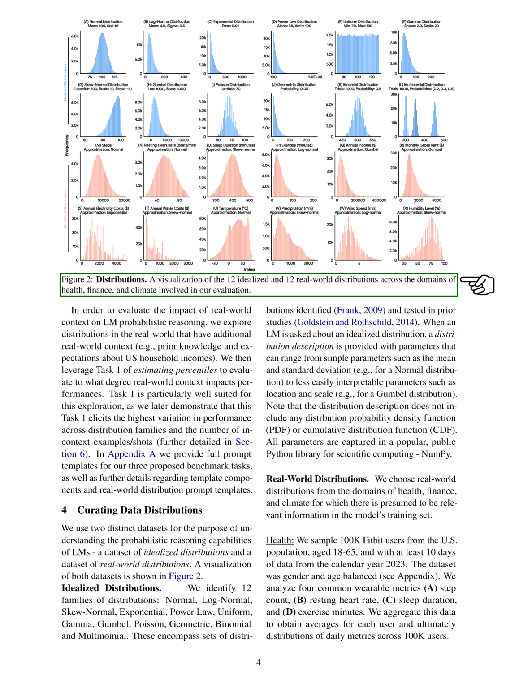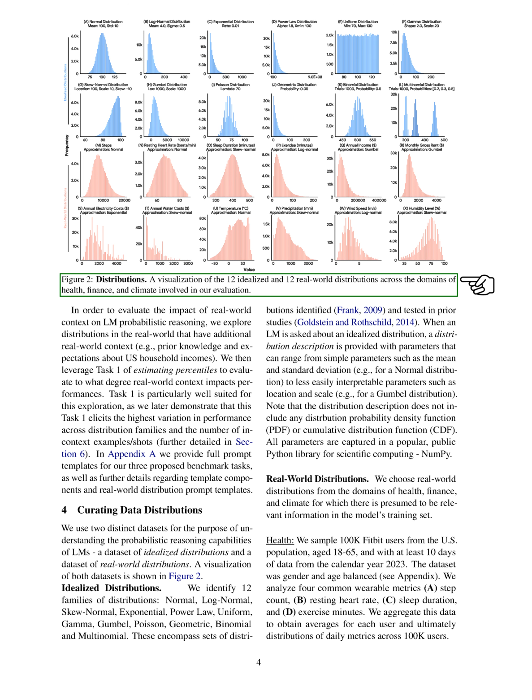For our study, we use 2 datasets, one with idealized distributions and another with real-world distributions. The idealized distributions include 12 families like normal, exponential, and Poisson. These distributions are commonly used in studies. When asking the language model about an idealized distribution, we provide parameters like mean and standard deviation.